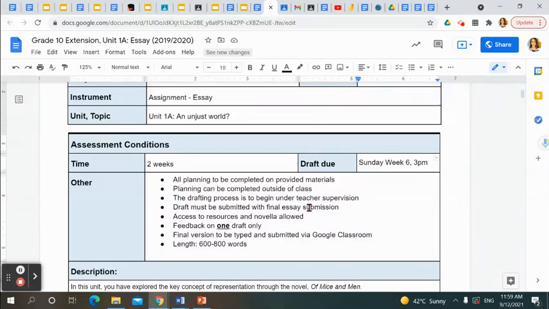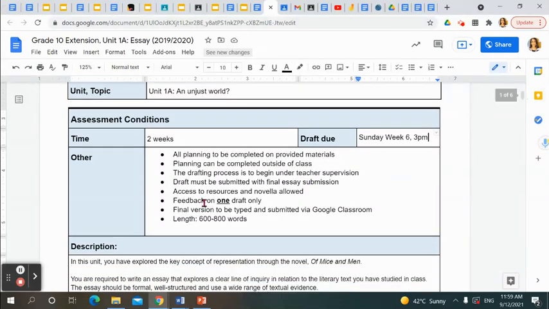We'll begin the drafting process in class, so under my supervision, but you can also work on your draft at home. Your draft must be submitted with the final essay submission, so when you hand in your good copy, you also must hand in a printed version of your draft, okay? And that's for me to make comparisons between your draft and your final copy. So if you're working in Google Docs, you might need to make a copy of your draft so that you've got it there.